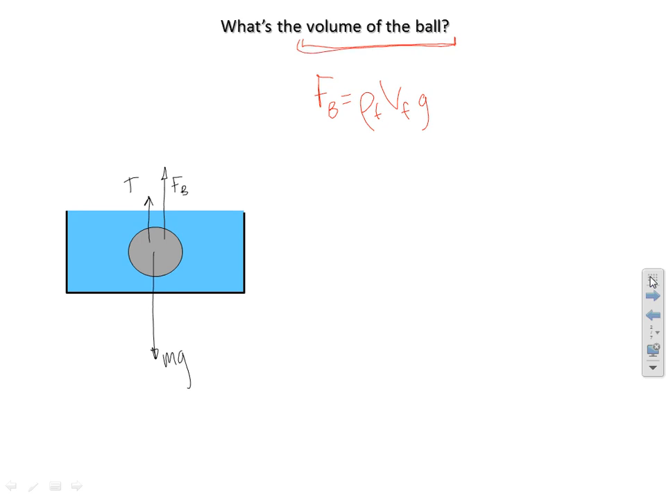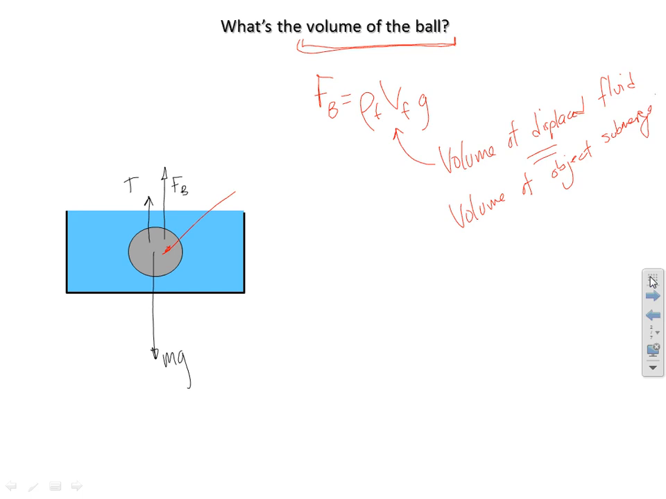Notice this expression has a volume of the fluid, and so we're sure this refers to the volume of displaced fluid. How much fluid is pushed out of the way? Since the bowling ball here is completely submerged, that is equal to the volume of the object. However much of the object is submerged, that volume is equal to the volume of the displaced fluid.